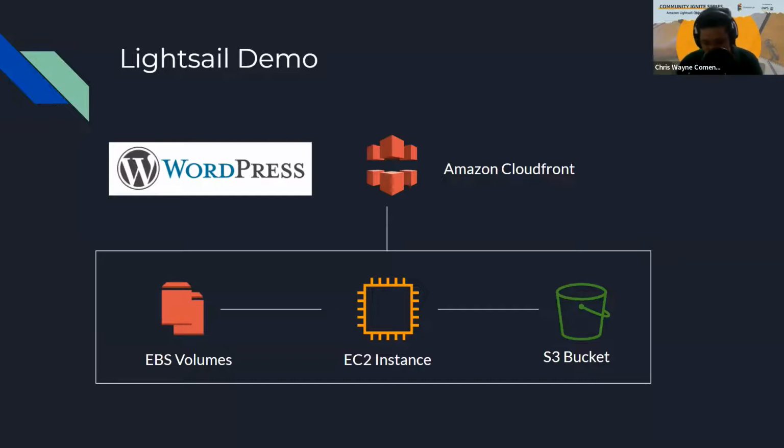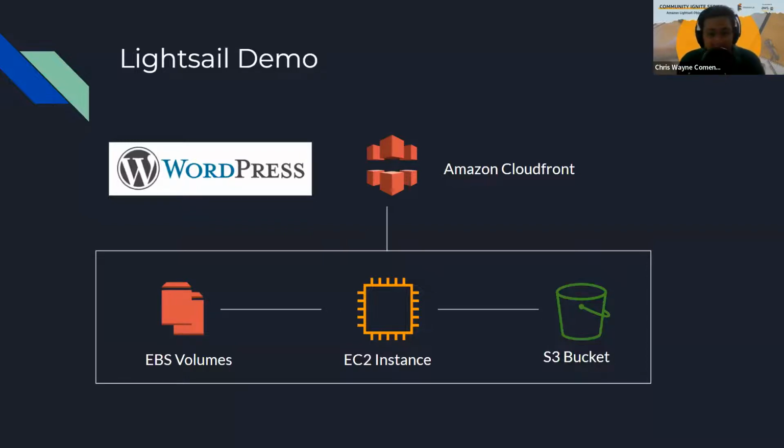In fact, for the database, you can use a separate database service. If you want to use RDS, that would also be okay. In this case, let's just assume the database is there, and then you have different storages. You have an EBS volume, a block storage volume, and then you also have an S3 bucket, where you also store static data, and all of this is fronted by Amazon CloudFront, which is the CDN distribution of AWS.